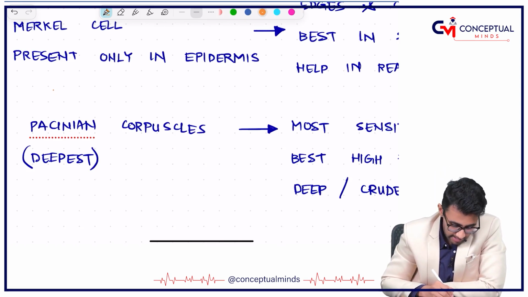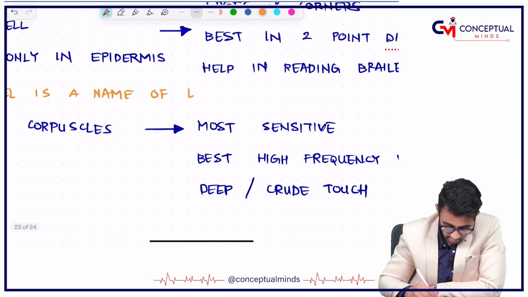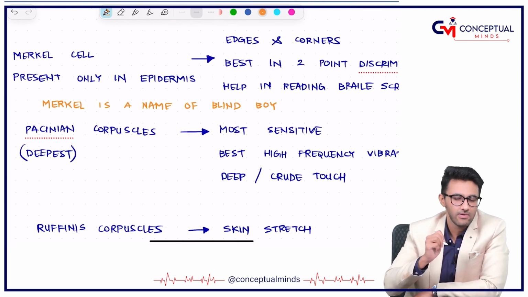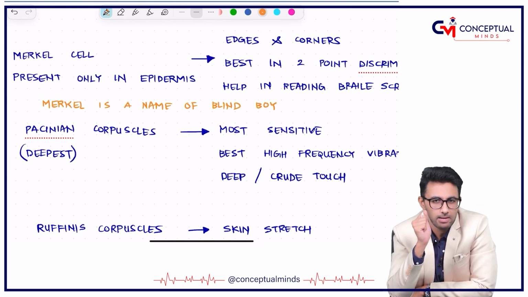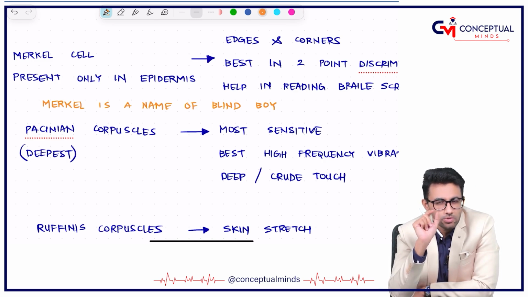So I remember: Merkel is the name of a blind boy. All right, if you remember this sentence, you will never go wrong, I bet you. Merkel is the name of a blind boy, and blind people use braille for reading, right? So to read the braille script we will need 2-point differentiation.